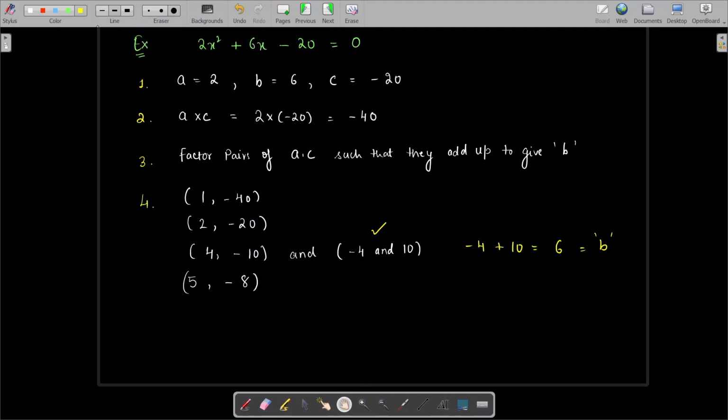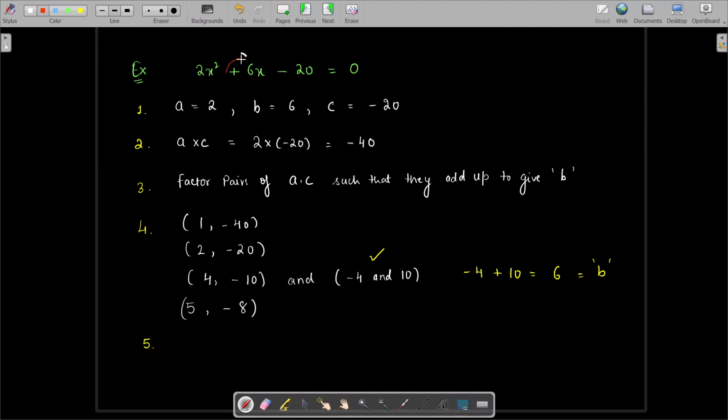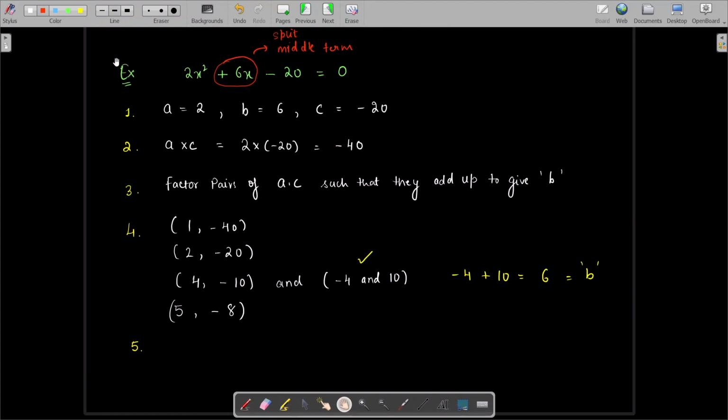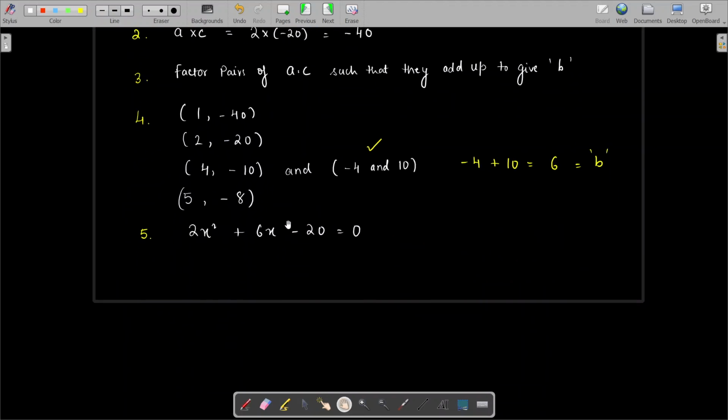Next step, you will split the middle term of the equation. This is the middle term, positive 6x. We are going to split it, and that is why this method is sometimes also called the splitting the middle term method. So I am going to write this equation as 2x squared plus 6x minus 20 equals 0. Now this term I'm going to split like this: negative 4x plus 10x. These are the two factors that I'm using to split it, and the rest of the equation will be the same.